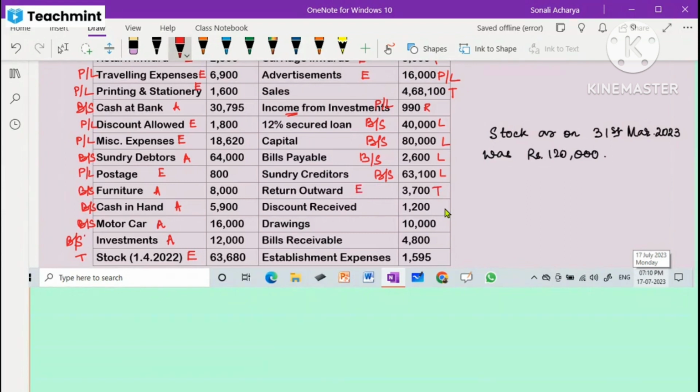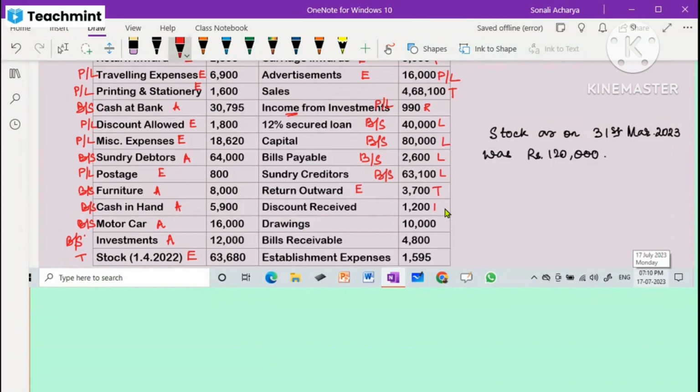Expense that is reducing. When we are returning something, the liability of the suppliers is reduced. So expense is also reduced. So return outward is a trading item as it is related with the purchase. Discount received. Discount received is a type of gain.